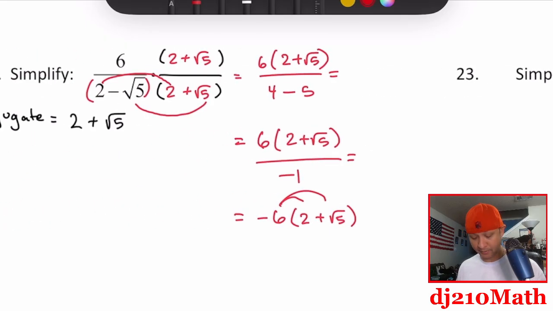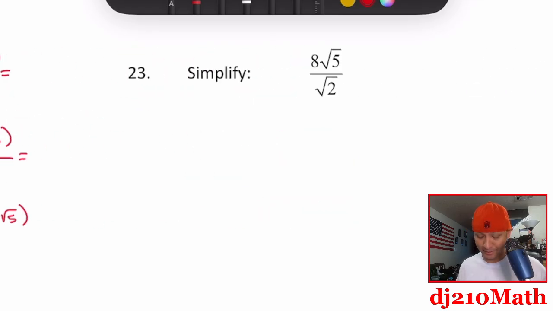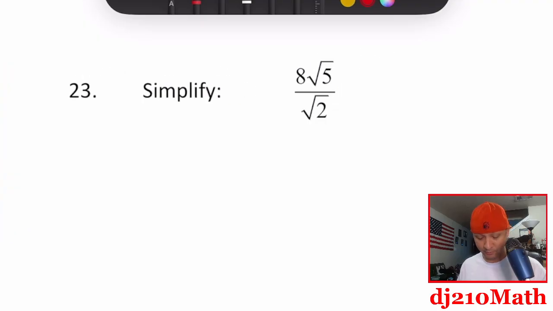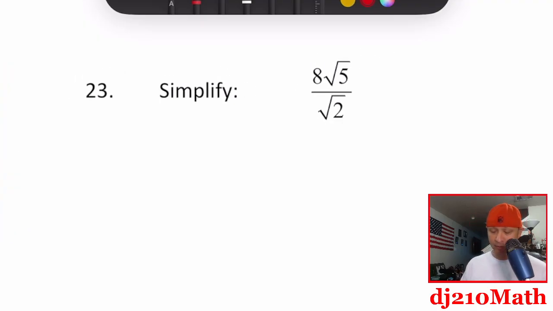Negative 12 minus 6 root 5, right? But that's simplified to me, right? It's factored out. Okay, 23, like we were just saying.